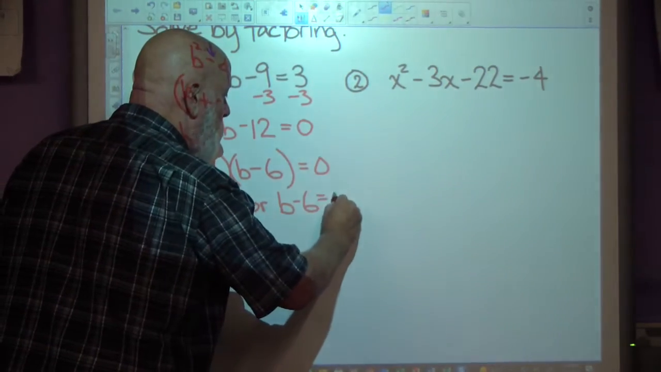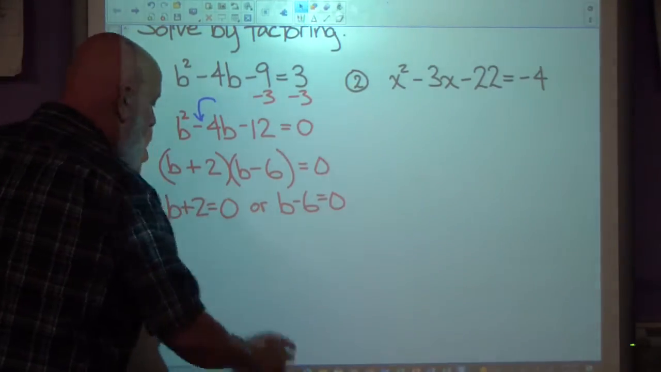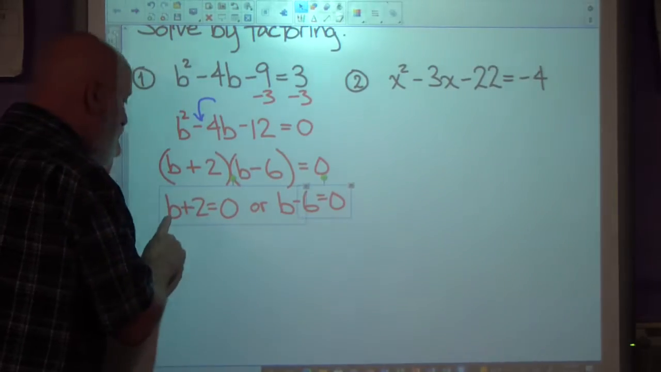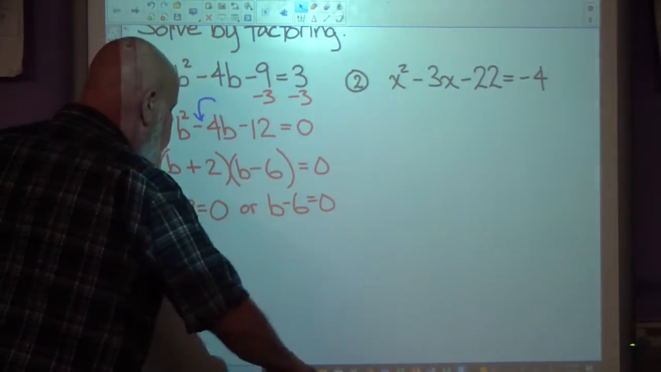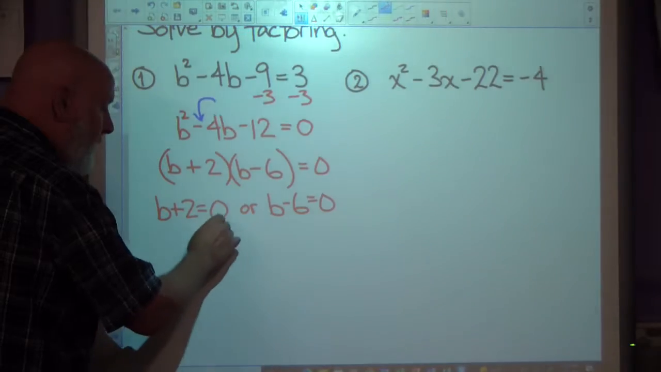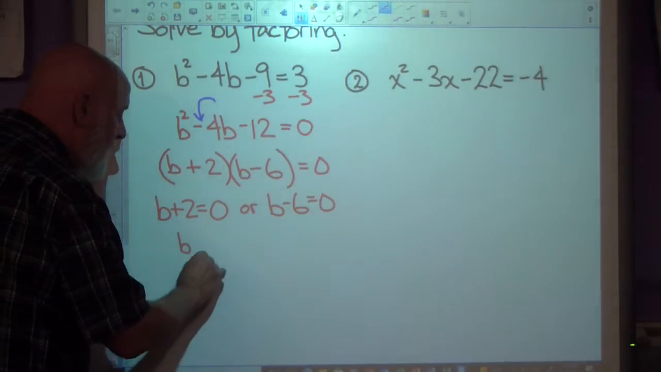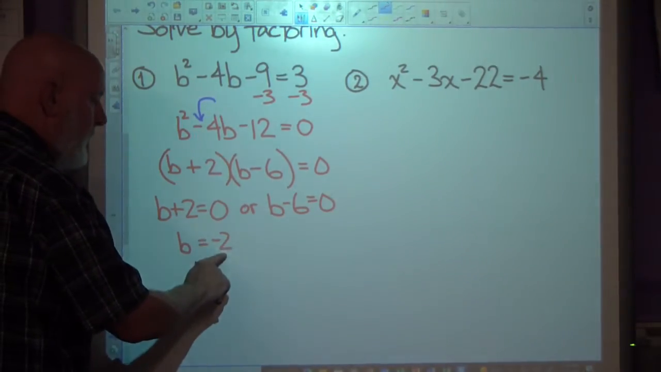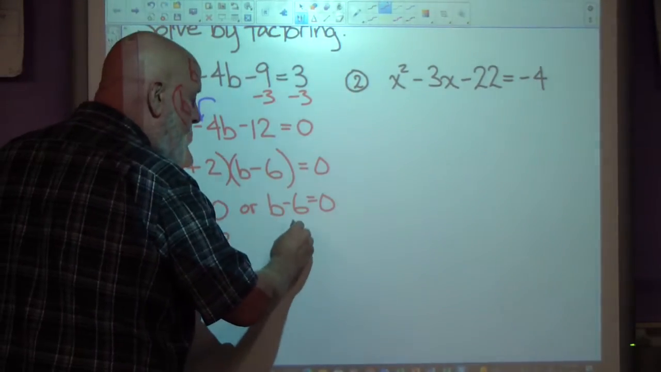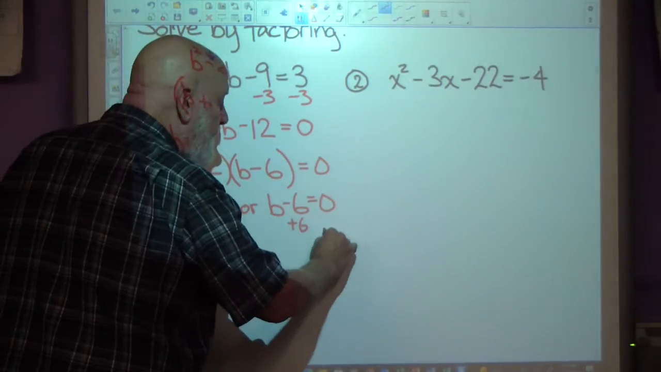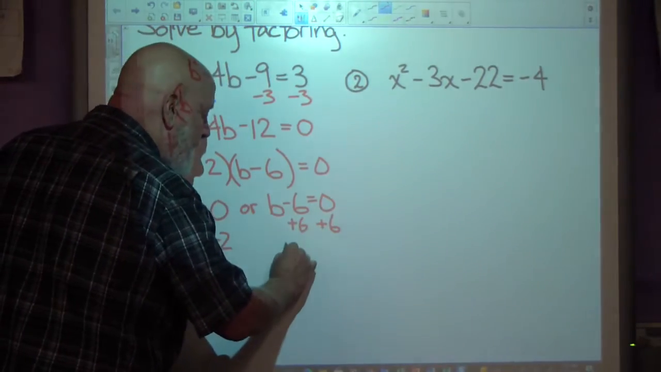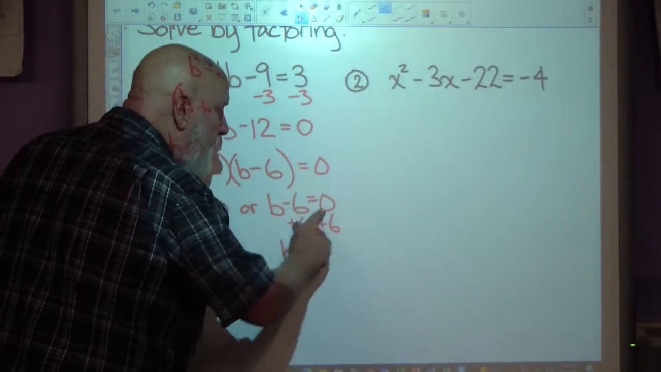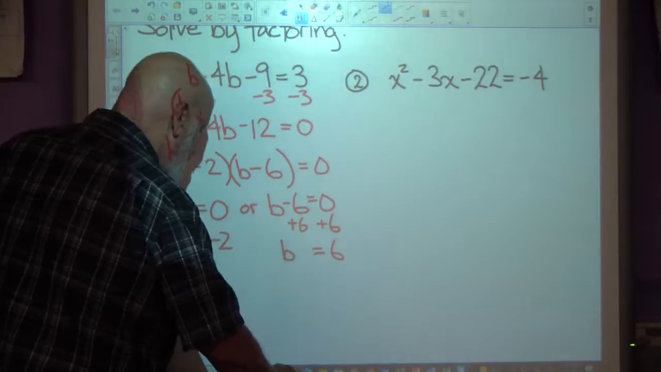There we go. And then we have really simple little pre-algebra type problems right here that we solve, and we'll wind up with two separate answers that will make that quadratic equation true. Subtracting 2 from both sides yields b is equal to negative 2. I subtracted 2 and I subtracted 2. And here I would add 6 to both sides. I'll go ahead and show that just in case you need to see it. Adding 6 to both sides yields b is equal to 0 plus 6, which is 6. Those are our two responses.